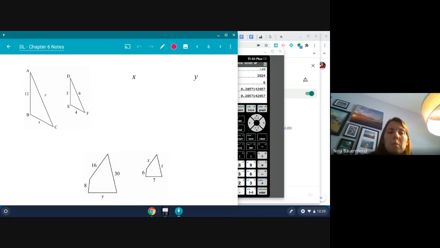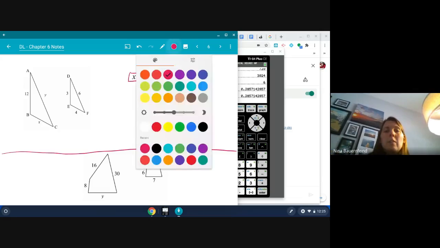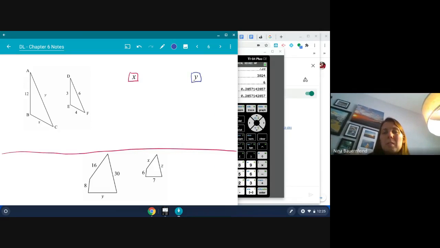So this example, we have two letters, X and Y. Is it all right if we, again, just go in alphabetical order? Is that all right with you guys?